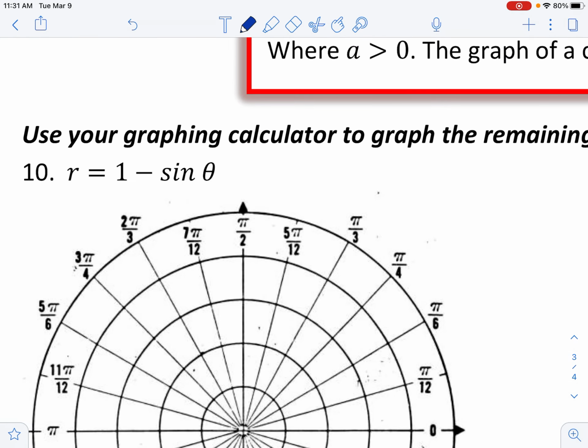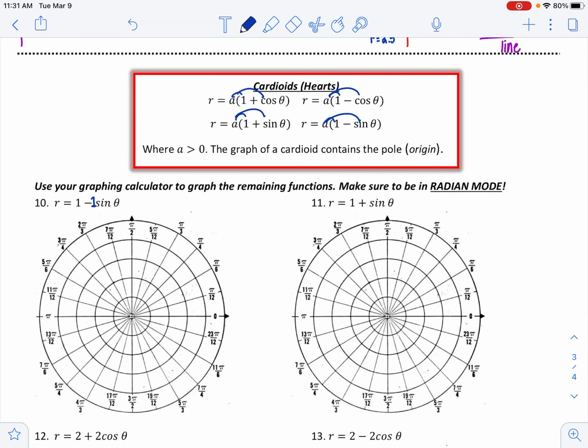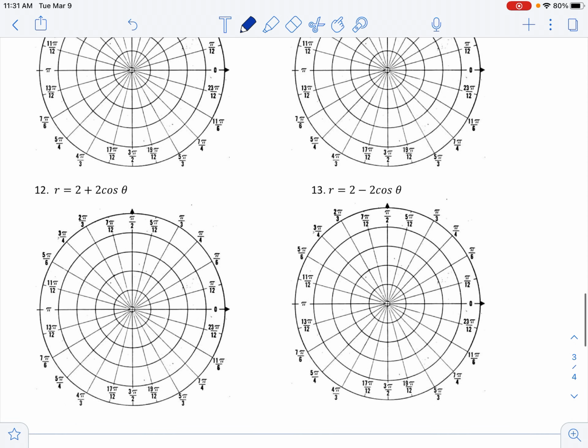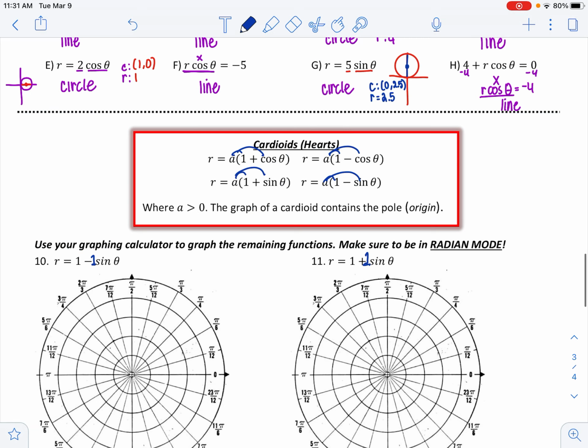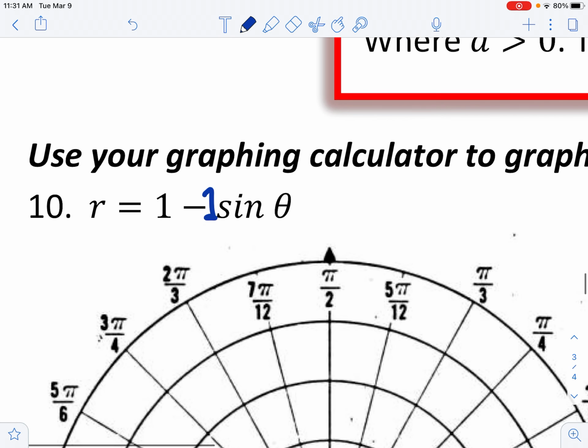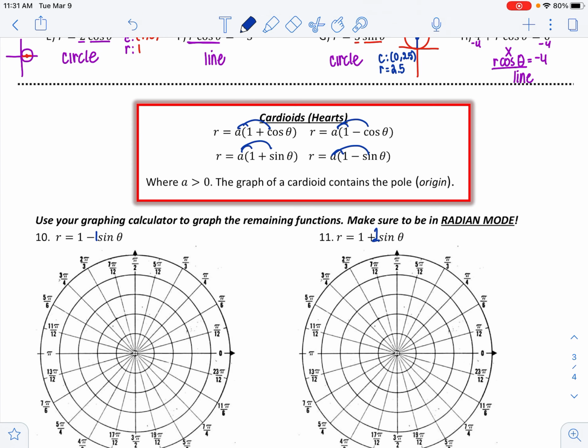So what you're going to notice here is that these all have the same coefficients. This is a 1 and a 1, a 1 and a 1. This is a 2 and a 2, a 2 and a 2. So that's how I know it's a cardioid. We're going to see ones that are like 1 and 3 tomorrow, and it's not a cardioid. So I want you to realize that.